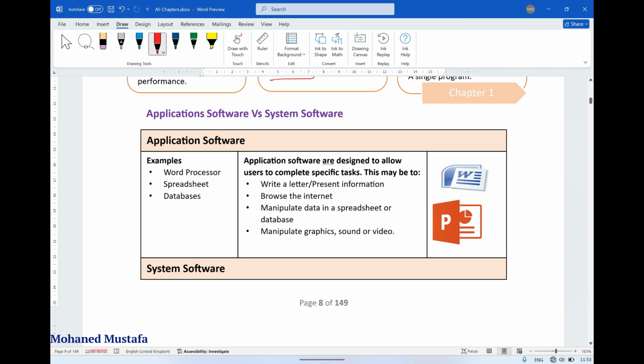Yes, that is system software. Application software, this is the easiest part. We said applications are there to do a specific task. So you might need to install it or download it or not, up to you. If you'd like, for example, to type letters, what do you install? Word. If you'd like to play games, what do you install? Games. Yes, spreadsheet for numbers and for calculations. Are we good?